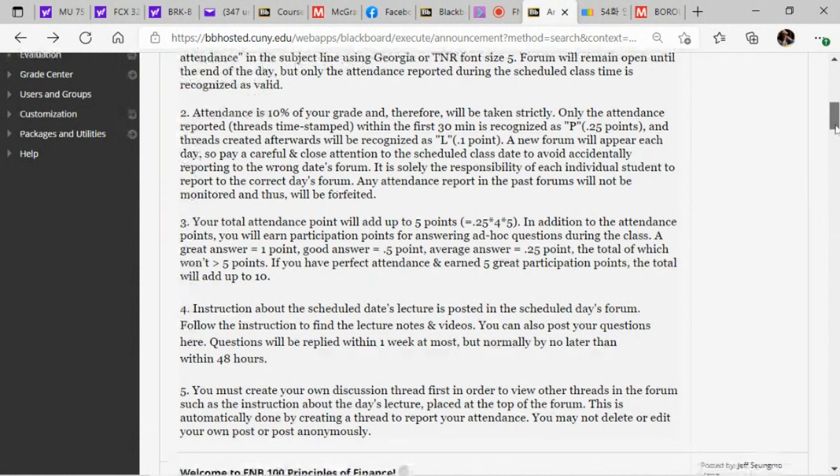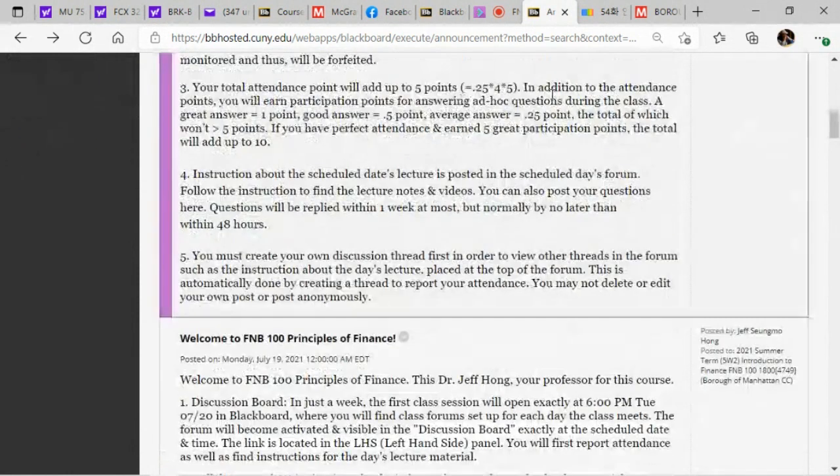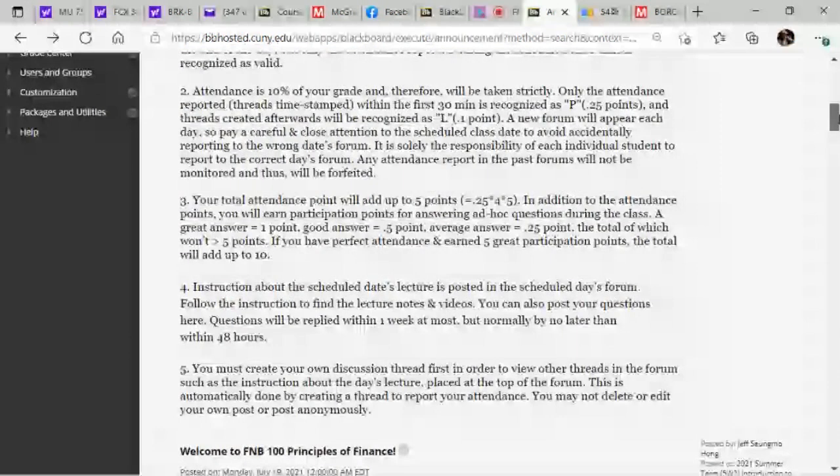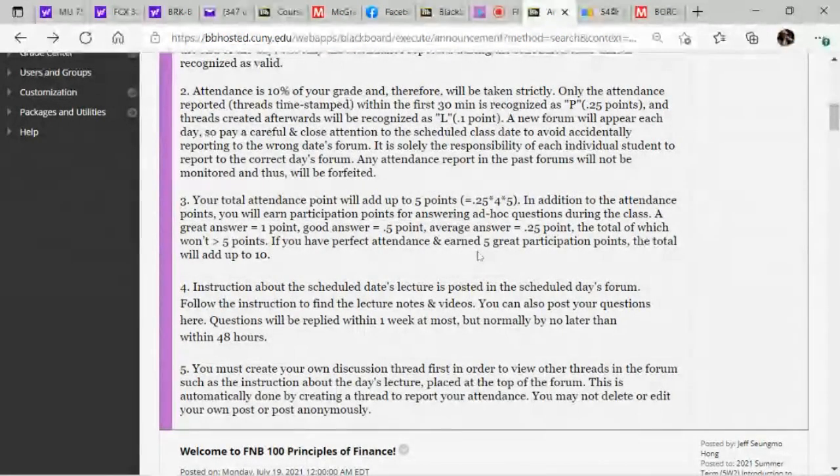So think about it, if you are present every day, and in summer, we have 4 days, we meet Monday through Thursday, so 0.25 times 4 times 5 weeks. That's going to make up 5 points. Okay, that's going to make 5 points. So if you have perfect attendance, you earn 5 points.